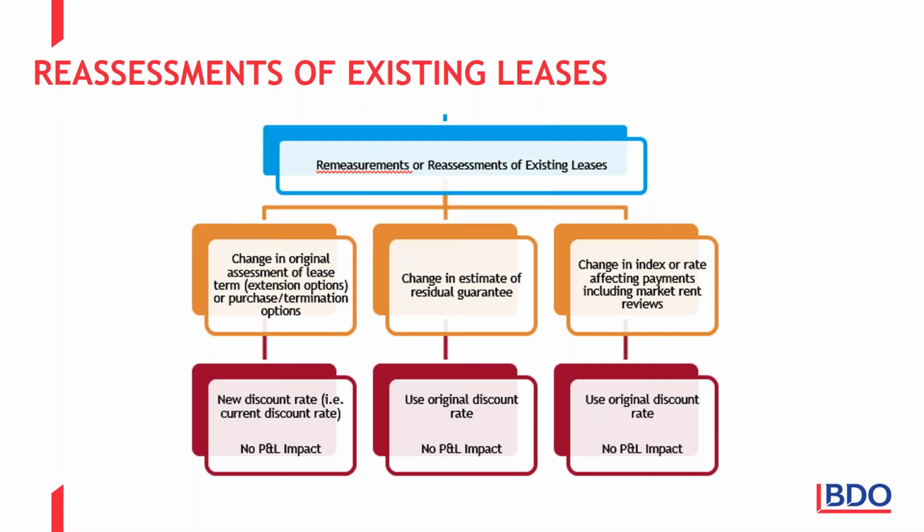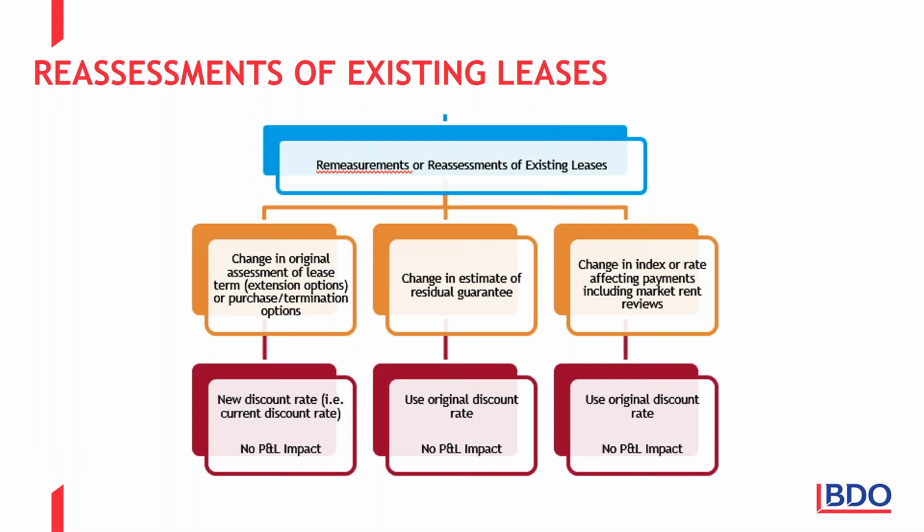This change in estimate of residual guarantee, I've seen in my clients around vehicles where you are making balloon payments at the end of a lease, and the balloon payment is potentially linked to the number of kilometers you travel, and therefore you make an assessment on day one on how many kilometers you will travel during the lease term, and therefore what the balloon payment will be. And it could also be that you update that assessment, and that's when you still use the original discount rate and there's no P&L impact.